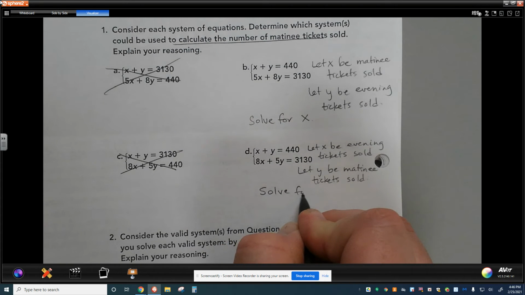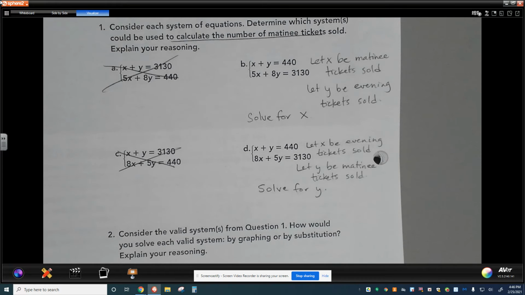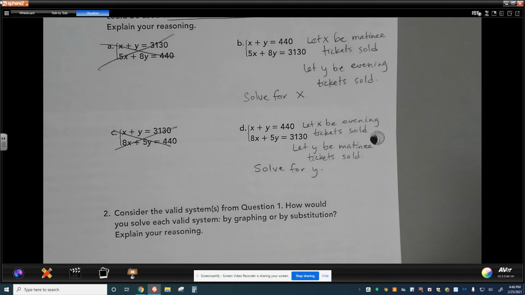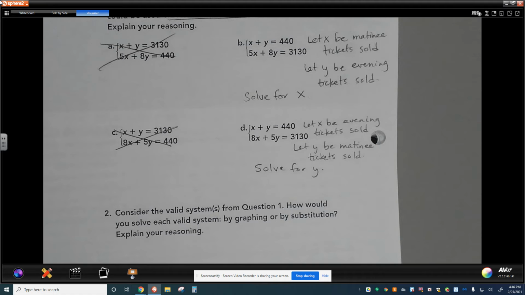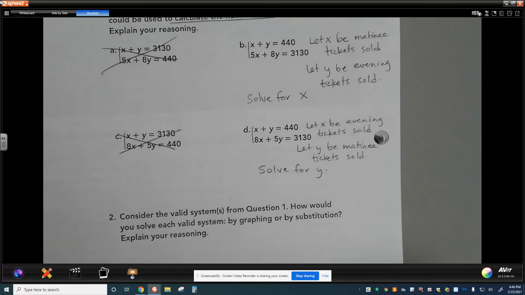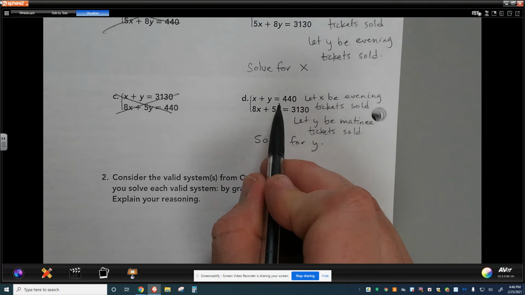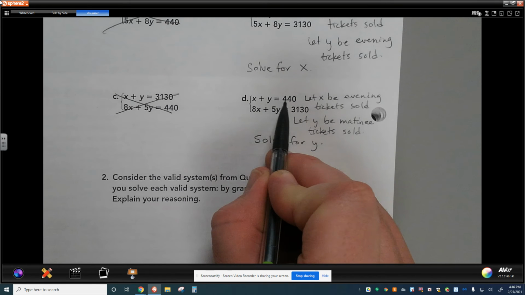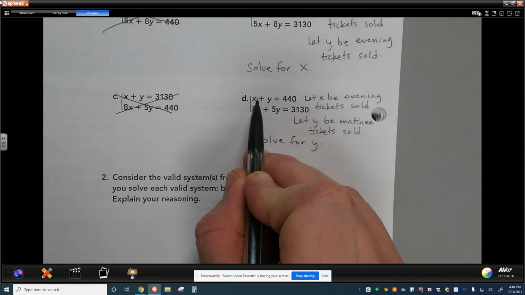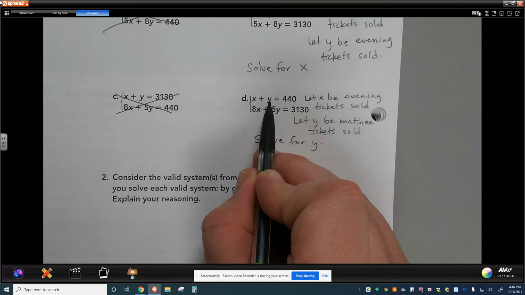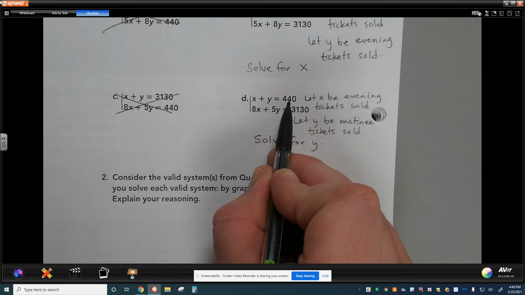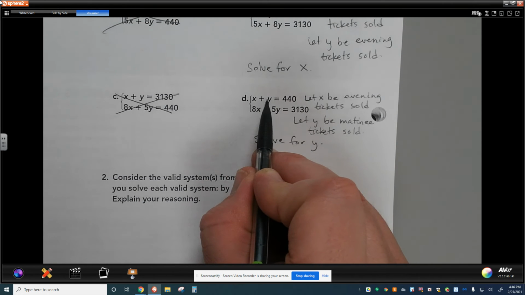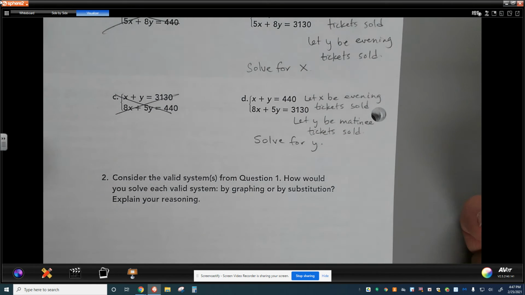And then our final thought with that is if we're figuring out the matinee tickets, then I would suggest that we solve for Y. Now the question that comes out of this says consider the valid systems for question 1, so system B and system D. How would you solve each valid system? Would you choose to solve by graphing or by substitution? And explain your reasoning. When we talk about graphing, here's the dilemma. In the first equation, 440 is such a large number that I could sell only evening tickets and not sell a single matinee ticket, which means my x-axis needs to extend all the way out to 440, and then my y-axis would have to do the same thing. So that's a really, really big graph.